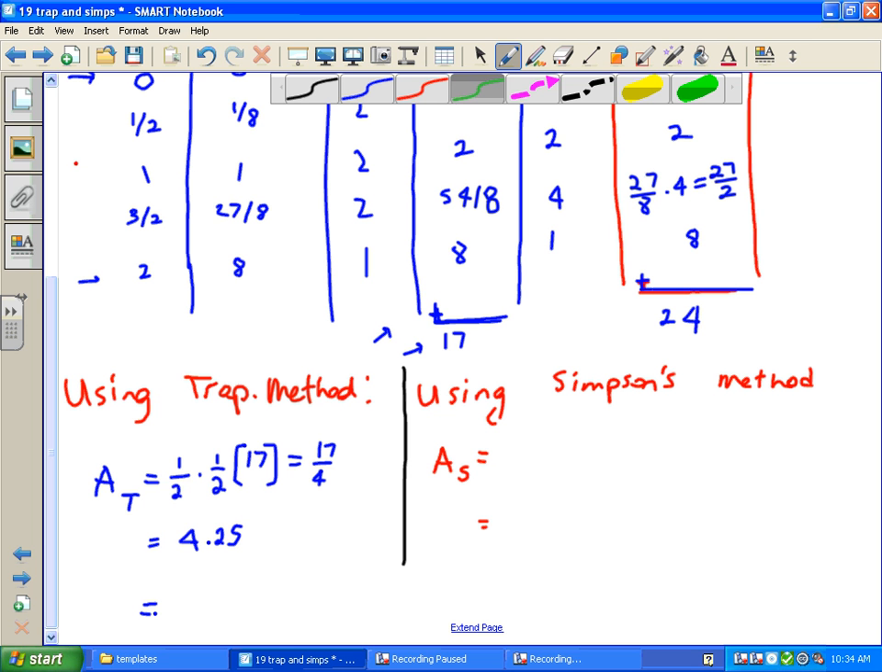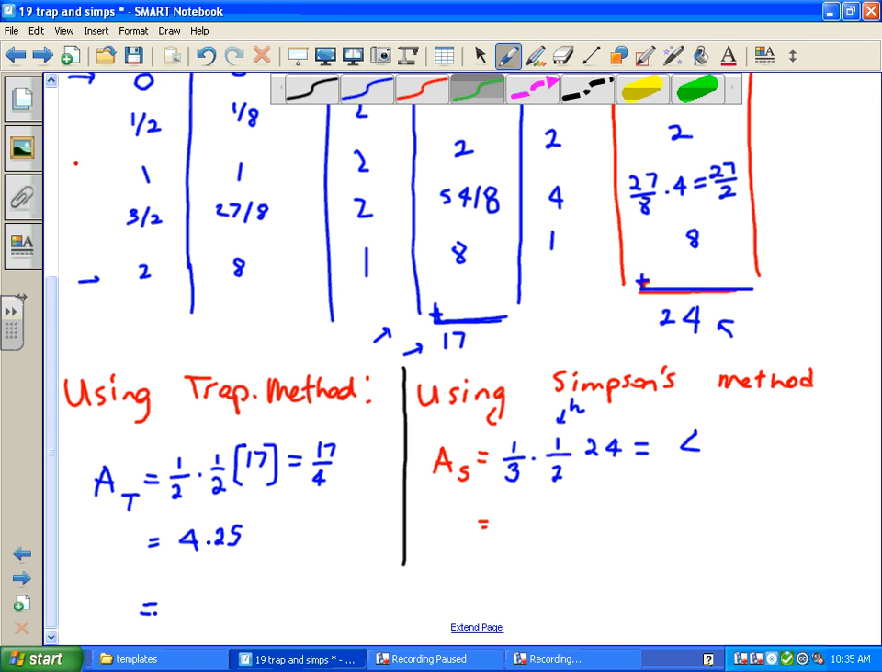And what about the other one, Simpson's method? Let's also do that one. The formula says that you need to have 1/3 times h. H is a half, right? This is our h value. And then the sum, which is 24. Wow, what are we getting here? 24 over 2 is 12. 12 over 3 is exactly 4.